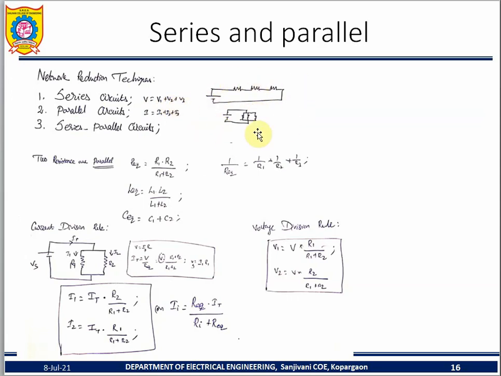If it is a parallel circuit, what happens? The supply voltage V is equal to V1, V1 is equal to V2, and V2 is equal to V3. But what about the current? This is I, the entering current. I is equal to I1 plus I2 plus I3. That is the difference in the parallel circuit.